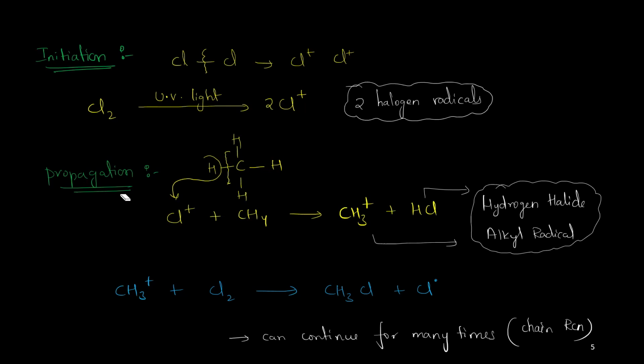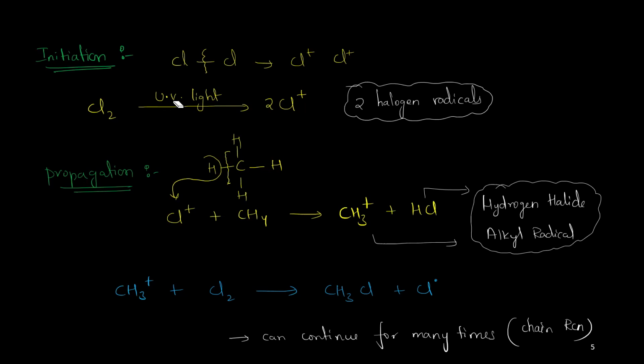Yes. So then what happens? These radicals react with the alkane group and influence the breaking of the bond between the carbon and the hydrogen. When the bond is broken between the carbon and hydrogen, the hydrogen will attach to the chlorine. That will result in formation of the hydrogen halide. And this CH3 is now the new alkyl radical, which is just wandering in the atmosphere or in the reaction center.